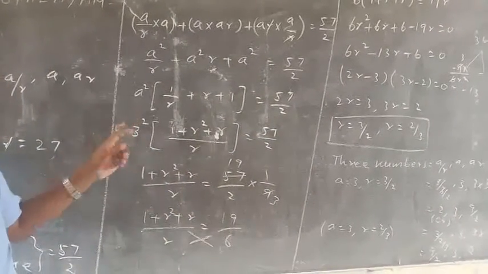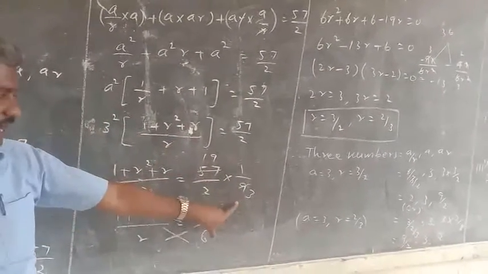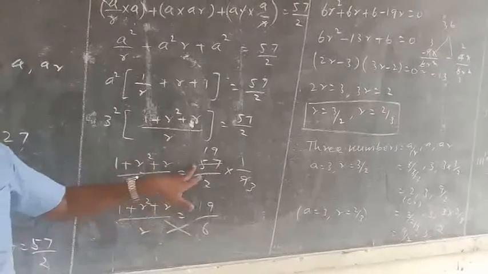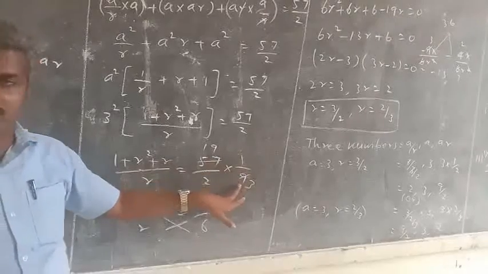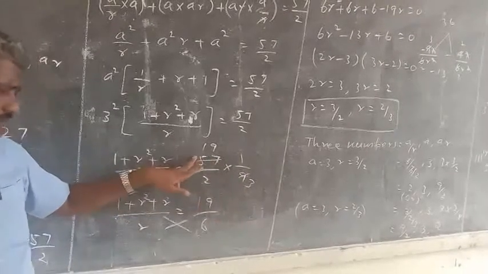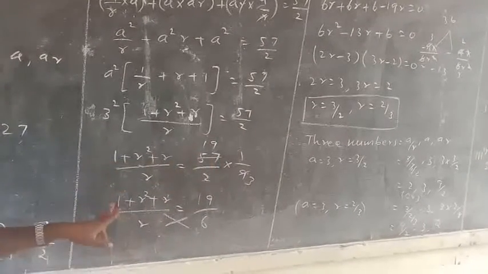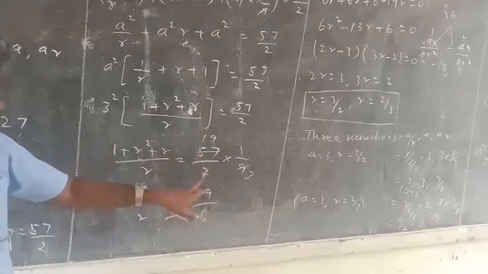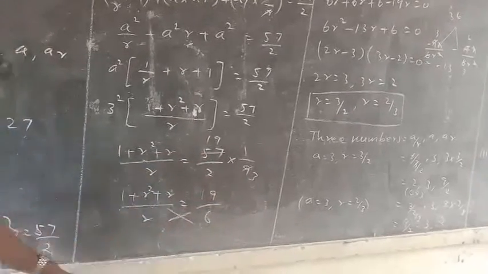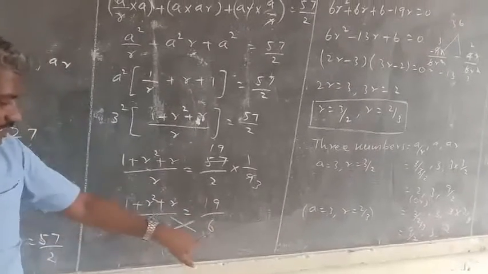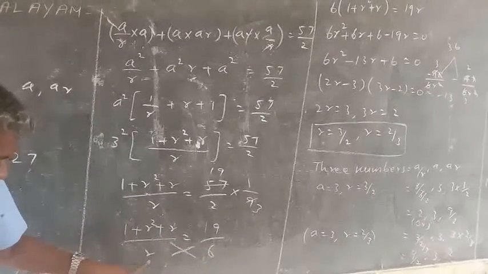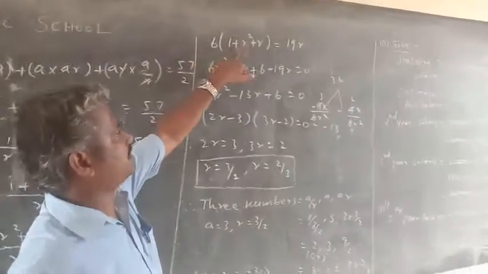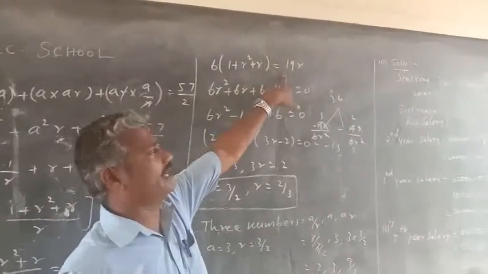So 3 square 9. This one multiple convert to that side divide. So 1 plus R square plus R divided by R equal to 57 by 2 into 1 by 9. 3 3s are 9. 19 3s are 57. 1 plus R square plus R divided by R is equal to 19 by 6. 2 3s are 6. Now cross multiplication, divide convert to multiple. So 6 into 1 plus R square plus R is equal to 19R.